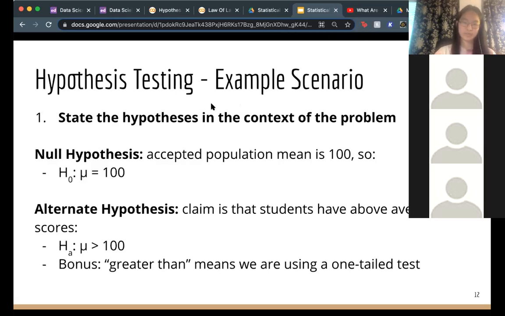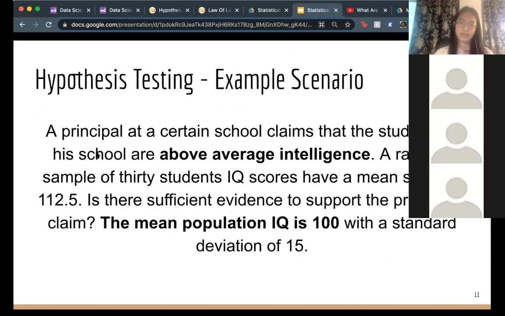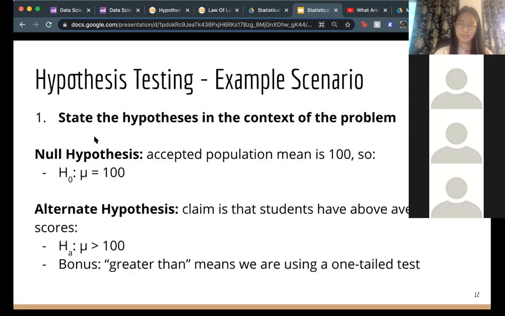So first of all, stating the hypotheses. Your null hypothesis, as I mentioned before, is stating the accepted population mean. So here you're thinking, hey, the population mean is 100. The null hypothesis is the accepted thing, that maybe your school has the population mean IQ. We have no reason to assume it's above average or below. We're just assuming on a baseline that all schools have the mean population IQ. That's a reasonable assumption. So the population mean is equal to 100. That is your null hypothesis.